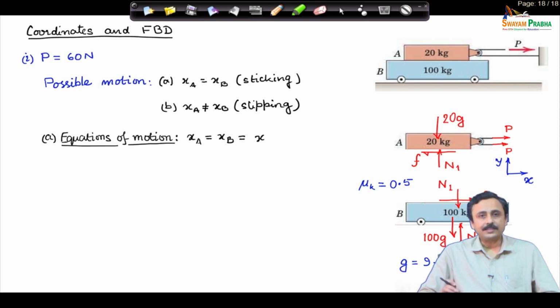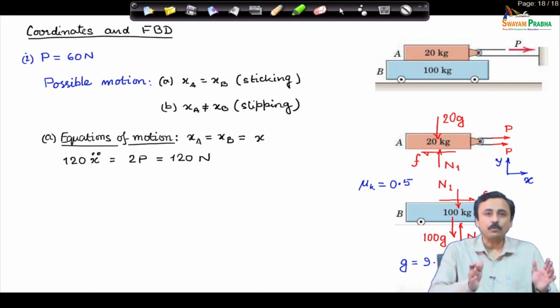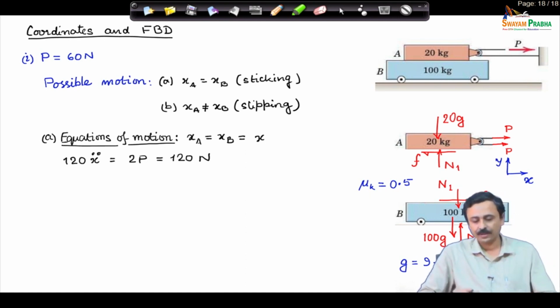Let us start with case A, the motion possibility A, which means the displacement of both the blocks are same, which means velocity will be same, acceleration will be same. Let me make a simplifying redefinition that x_A is equal to x_B is equal to x, because they are same. Now, I write down the equations of motion of the individual blocks. Because it is now moving as a whole system, the total mass is 120 kilogram.